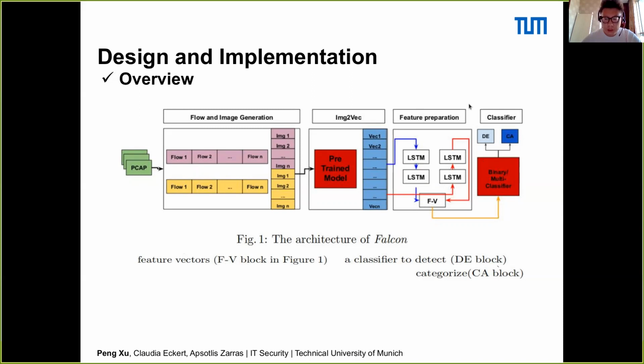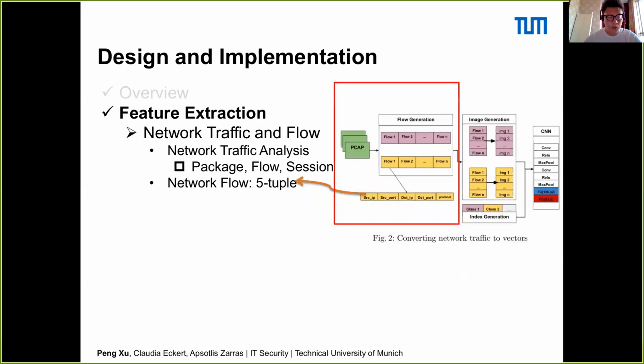So this part is the feature preparation, and here we also have the image-to-vector part, and also the flow from the network flow to the image generation. We will talk about all of the modules in detail in the following text. Here, for the feature extraction, we also include several parts.